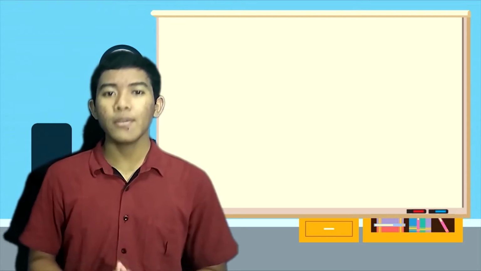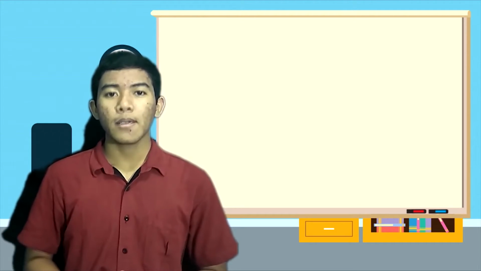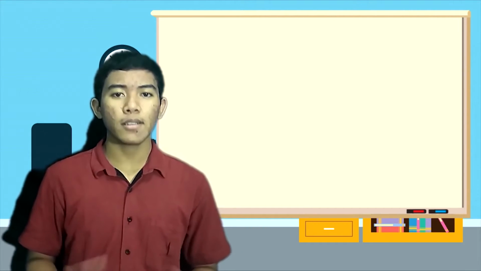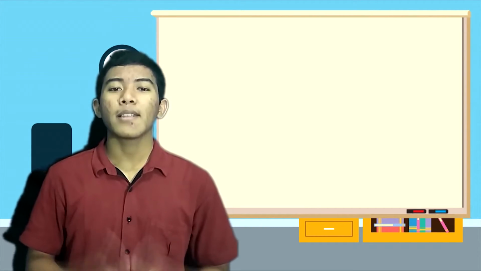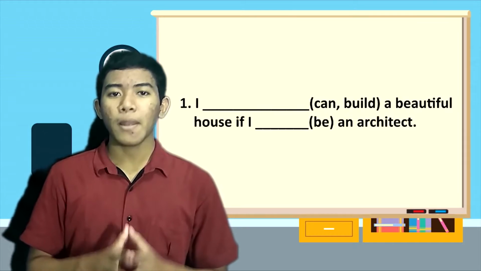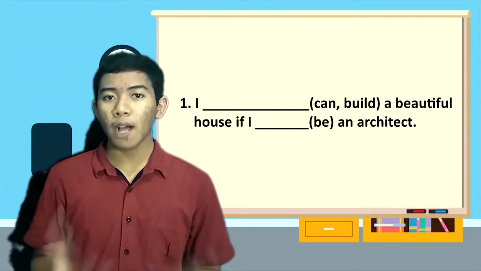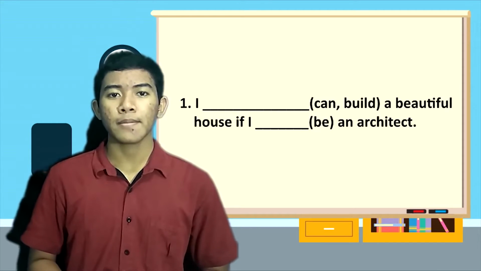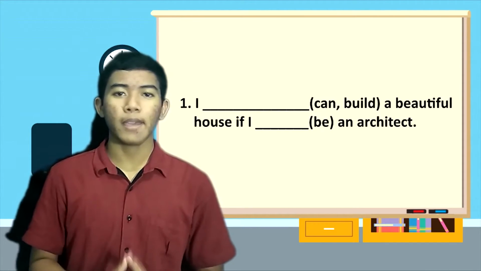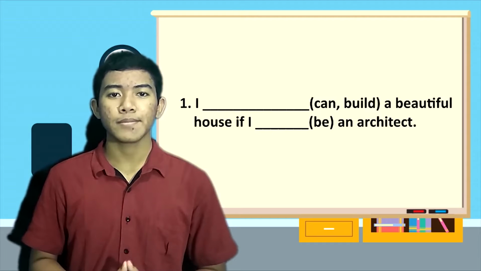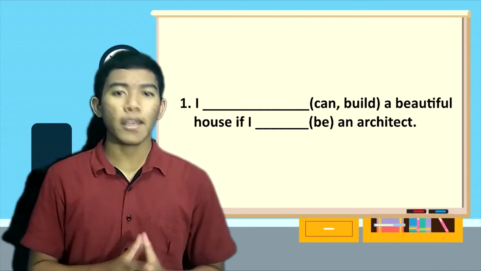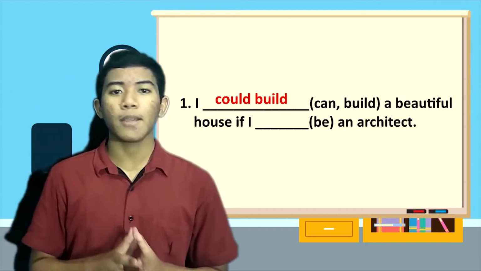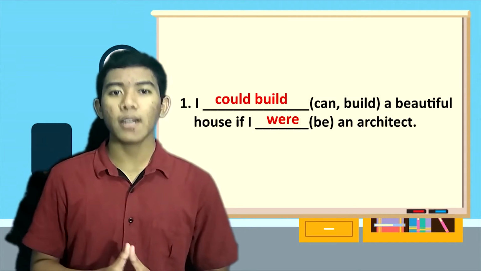Now let's do some exercise. Question number 1. Complete the sentence by using the words in parentheses. The sentence is: I blank a beautiful house if I blank an architect. You can pause the video and answer the question. Well, the answer to this question is: I could build a beautiful house if I were an architect.